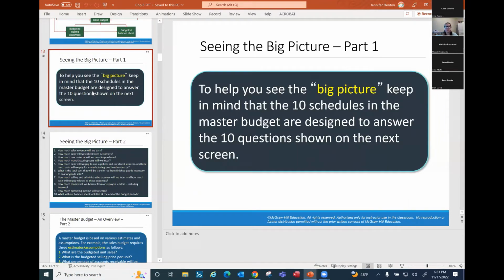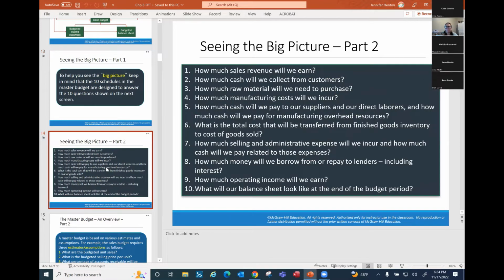All right, so they're going to talk about 10 schedules in the master budget to help you get the big picture. And then there's 10 questions to help with that. So we have, how much sales revenue will we earn? How much cash will we collect from the customers? How much raw material will we need to purchase? How much manufacturing costs will we incur? How much cash will we pay our suppliers and our direct laborers? And how much cash will we pay the manufacturing overhead resources? What is the total cost that's going to be transferred from finished goods to cost of goods sold?